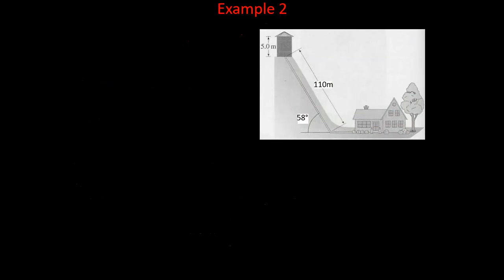So let's take a look at a slight variation on that same problem. In the previous case, we were very lucky. Everything was in straight lines and oriented with the y-axis just falling straight down the pipe. In this case, we have a water tower at a height of 5 meters. We then have a slope of 110 meters at a 58-degree angle for the pipe to run into the house.